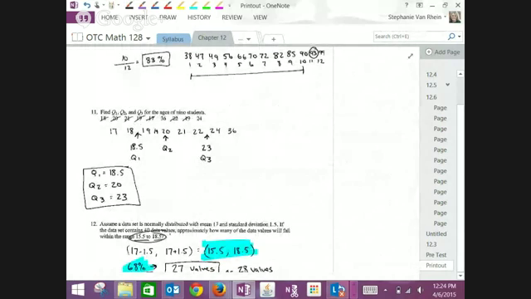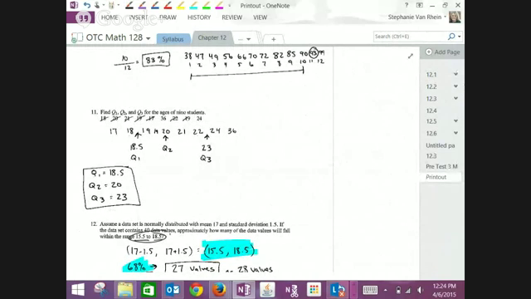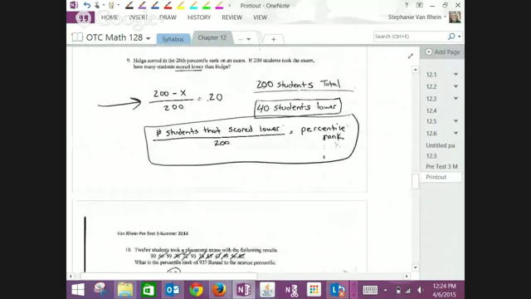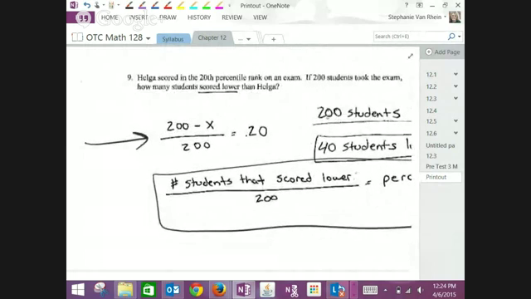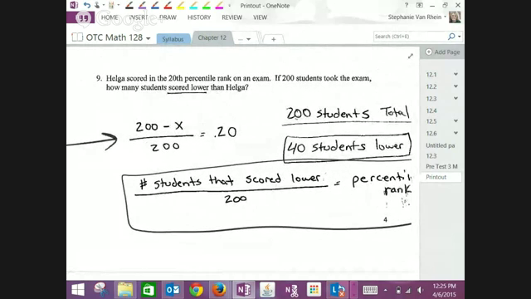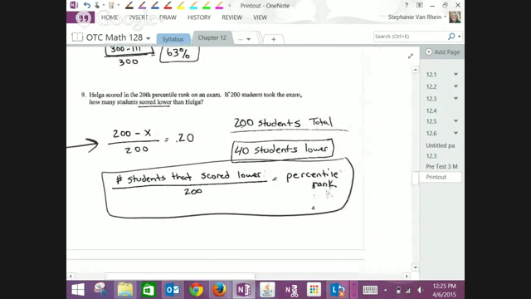Any other questions on the homework or the pre-exam? Can you do number 9? So number 9 is asking how many students scored lower than someone that is in the 20th percentile rank. You're in the 20th percentile rank, you should know you're on the low end, right? Only 20% of the people did better than or equal to you, right? So there's two ways to look at it. You can calculate X.